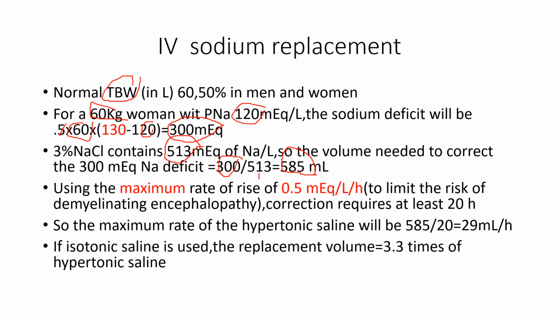عشان نحسب الريت of correction فعادة بنستخدم الماكسيمم ريت نص ملي equivalent per liter per hour to avoid risky complication known as demyelinating encephalopathy. This one.